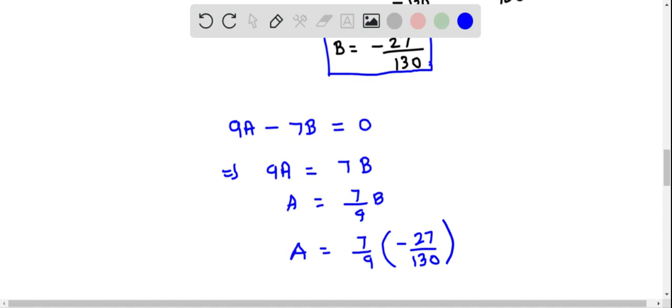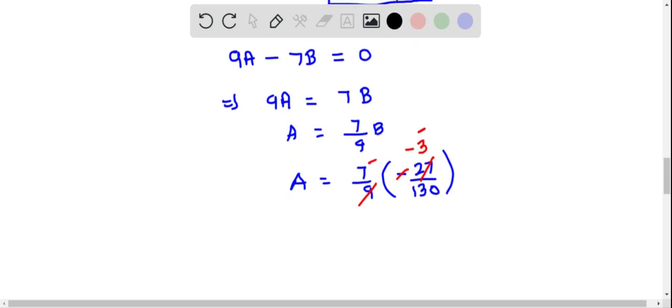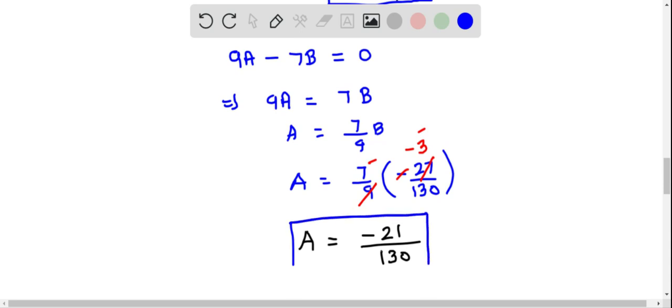This 27 goes into 9 as 3 times. We have a negative, so it is negative 3. And 7 times negative 3 is negative 21. So therefore, we say that a equals, the numerator is negative 21 divided by the denominator 130. So we found the value of a equals negative 21 over 130.